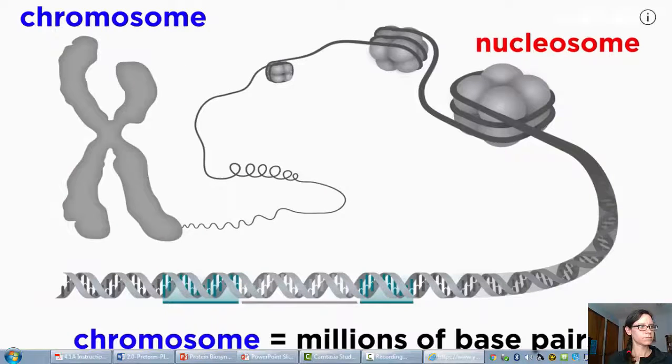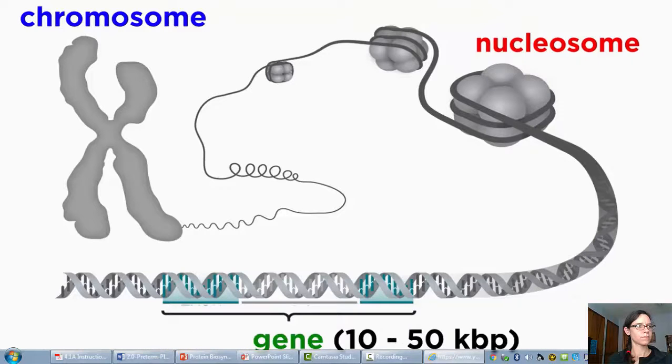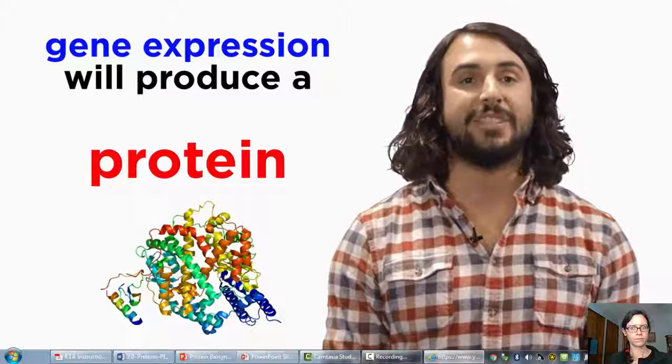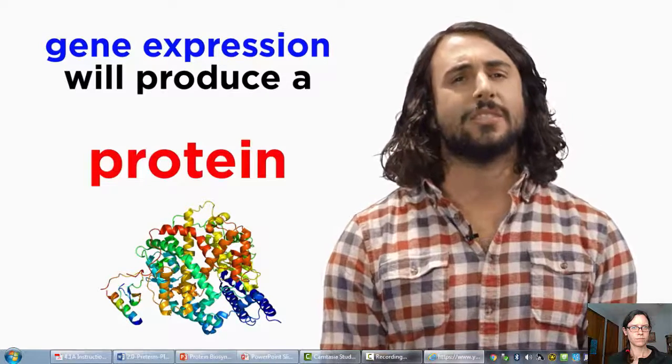A chromosome is a very long molecule consisting of many millions of base pairs. Most of these bases don't do too much, but certain portions of the chromosome are special. They are called genes. These are the parts that code for different things. In a human, a gene will be on average around 10 to 50,000 base pairs long, though the longest is 2.5 million base pairs. And when a gene is expressed, a specific protein is produced. So how does this work?